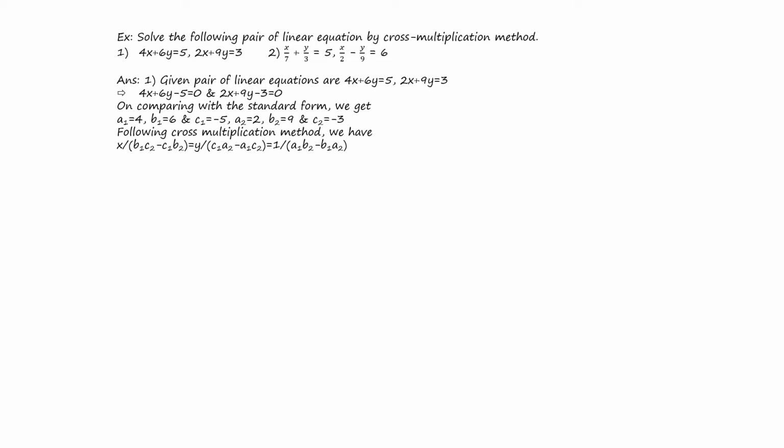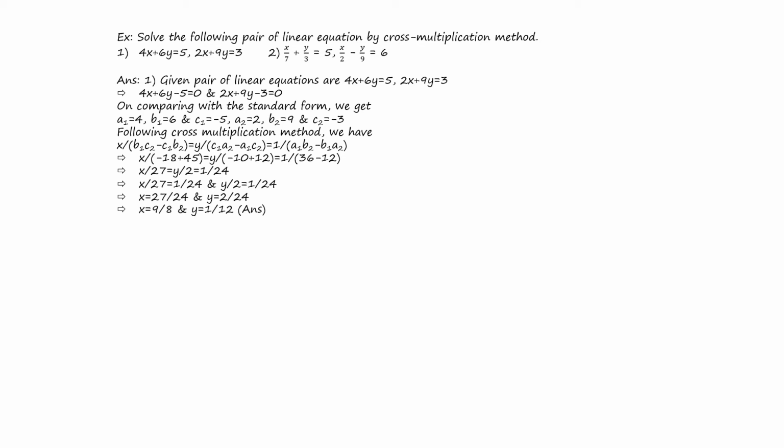Now, substituting the values of a1, b1, c1 and a2, b2, c2, we get x by minus 18 plus 45 equals y by minus 10 plus 12 equals 1 by 36 minus 12. Or we can write it as x by 27 equals y by 2 equals 1 by 24, or x by 27 equals 1 by 24 and y by 2 equals 1 by 24, or you can write it as x equals 27 by 24 and y equals 2 by 24, which is nothing but x equals 9 by 8 and y equals 1 by 12. This is the answer. Let's go to the second one.